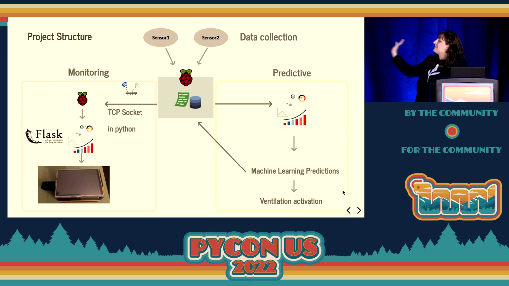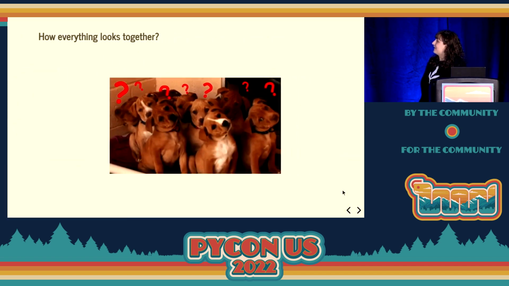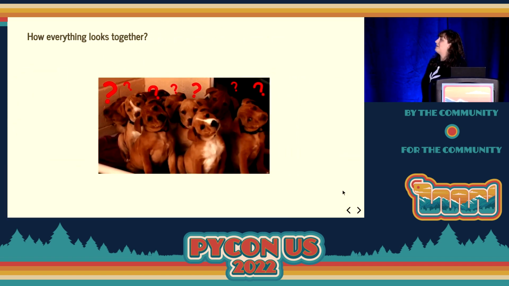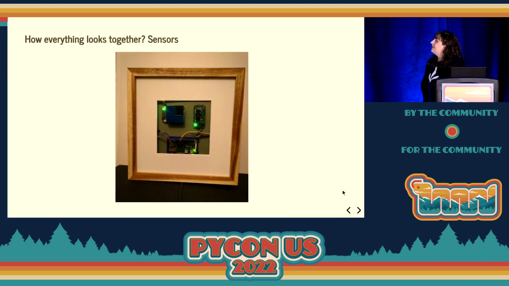Then, this is the final project structure that we got. We are going to have the machine learning predictions deployed in our Raspberry Pi, and then we are going to have a simple Flask application in the other Raspberry Pi, and we are going to have the display, and how everything looks together.